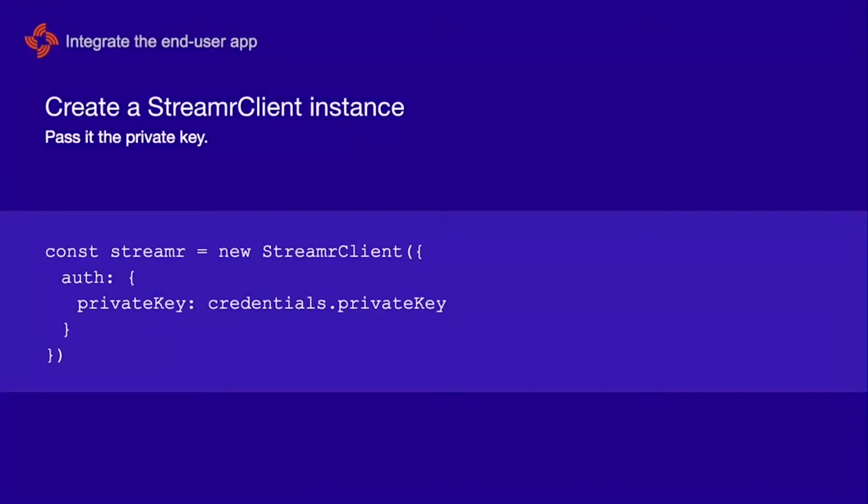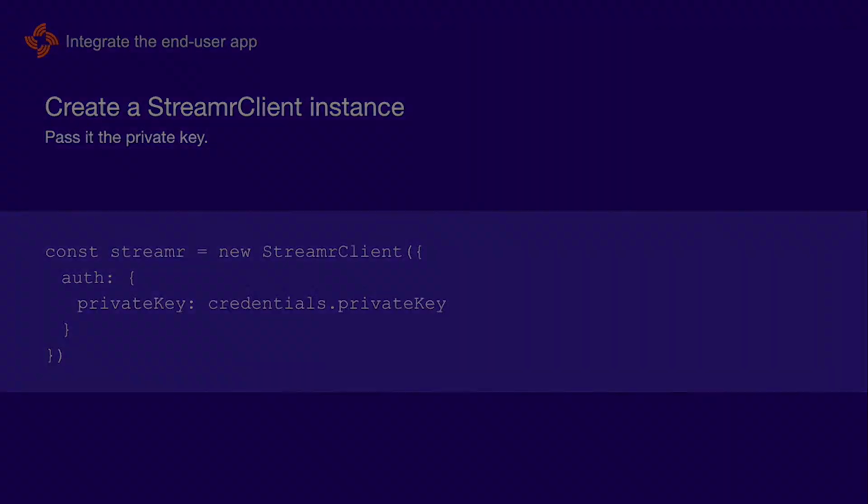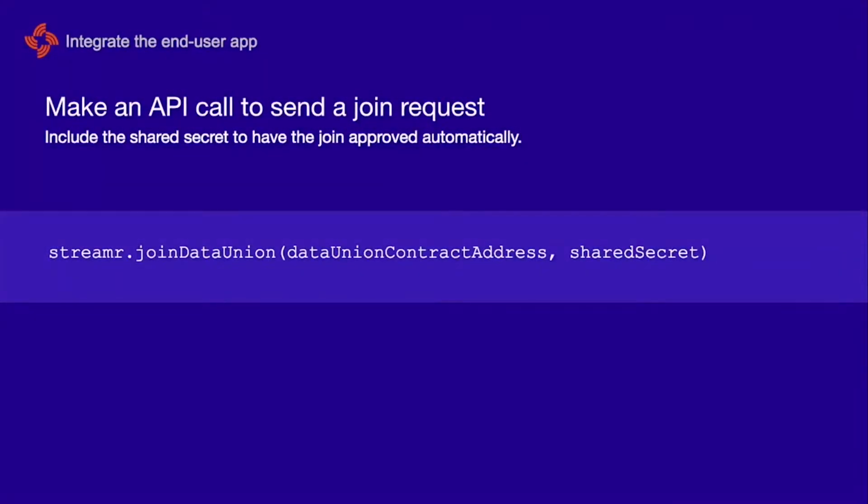Before you interact with the system, you create an instance of the Streamr client object and pass it the private key. Also part of the initial setup, you call a method join data union to have the user join the data union. You only need to do this once. This calls the default gatekeeping service that validates a secret that should only be known by your app. Now, you can replace the simple default gatekeeping with your own, for example, to include a CAPTCHA to defend against bots or something like that.